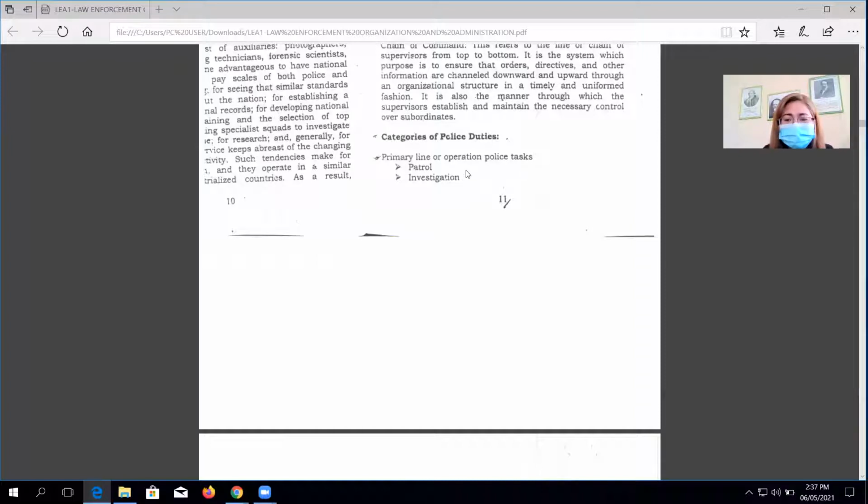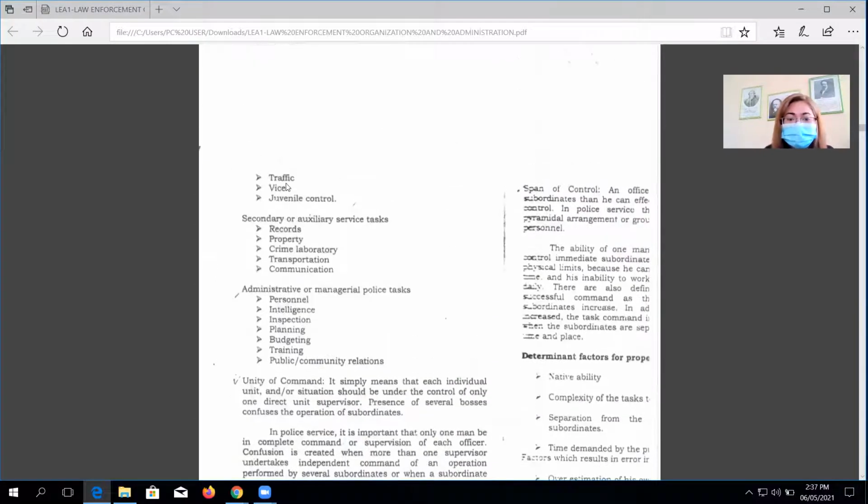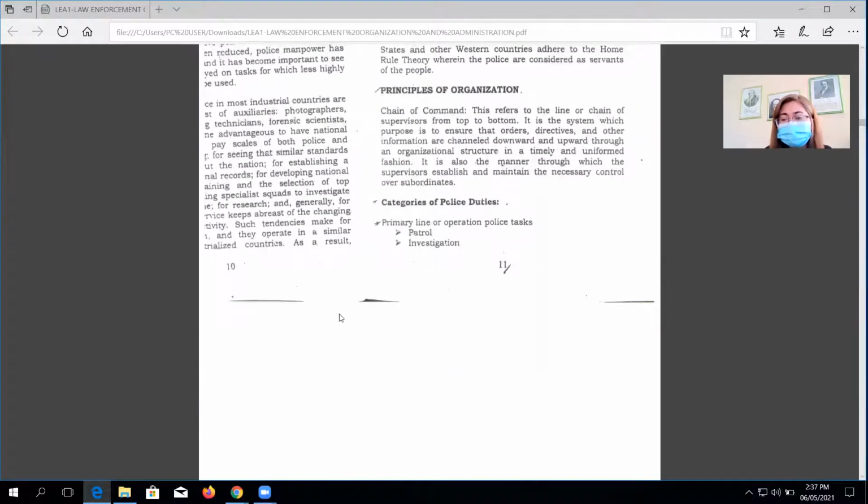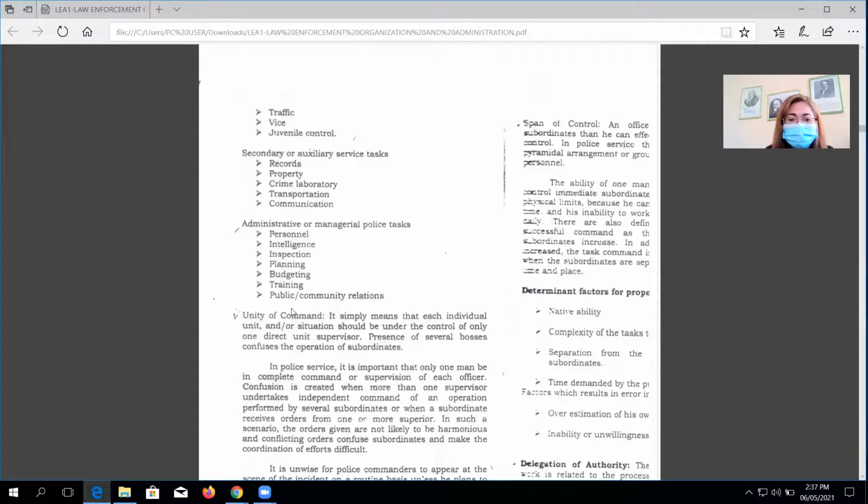Another, there are various categories of police duties. First is the primary line or operation police task. When you say primary, these are the operational duties, starting from patrol, investigation, traffic, vice, and juvenile control. So these are the operational police tasks. When you say secondary or auxiliary service, this includes records, property, the crime laboratory, which has forensic experts, transportation, and communication.